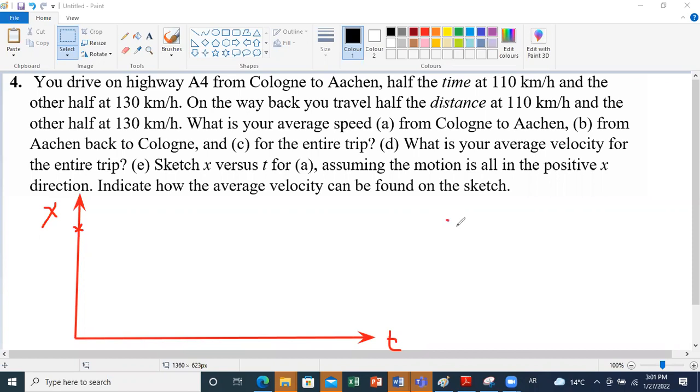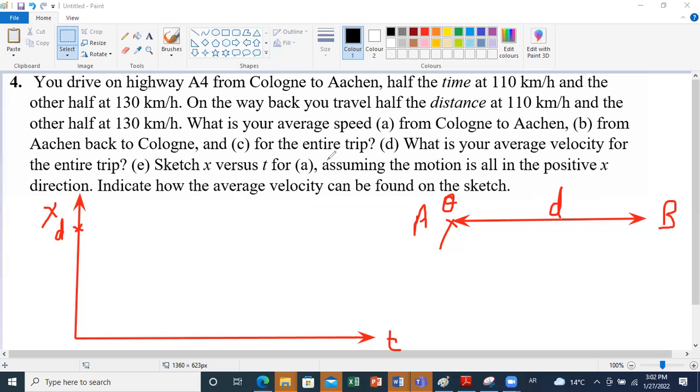I started from 0. I considered that A is at the origin, and I moved first from A to B, then from B to A. So what is my maximum x if the distance between A and B is D? Because the distance between A and B is D, then my maximum x is D. I know this.